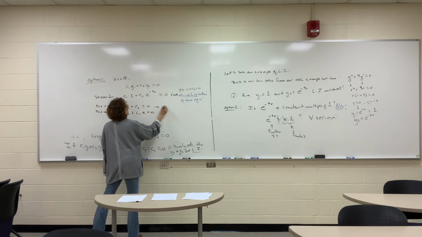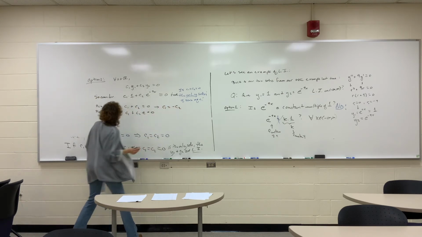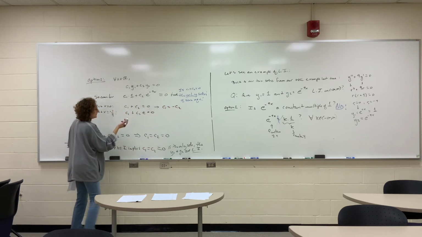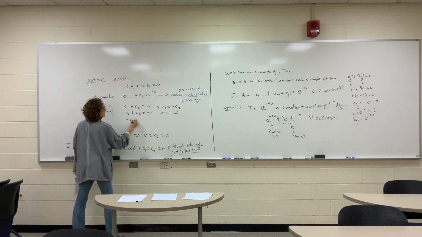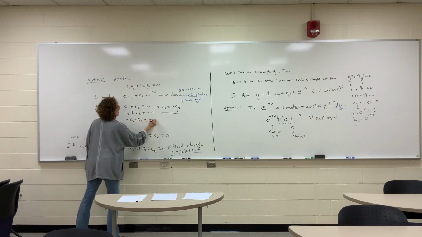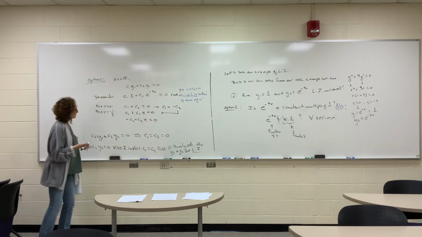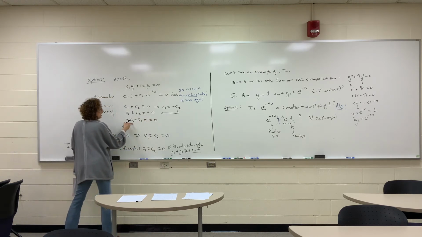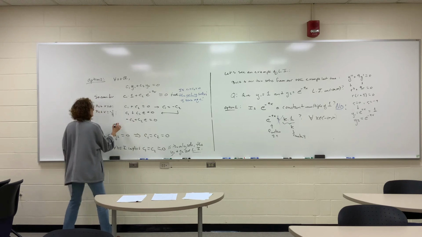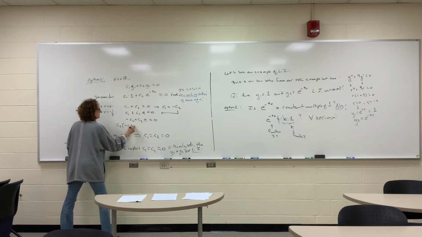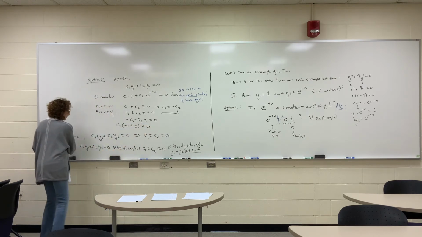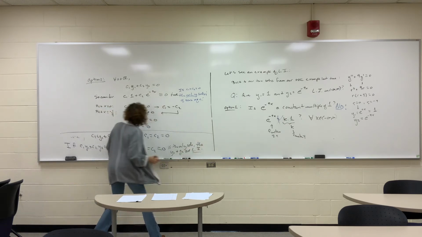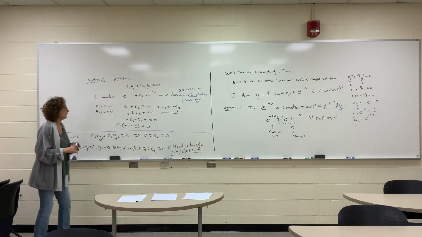Solve this guy for C1, so C1 is negative C2. Since C1 is negative C2, let's plug that in here. So negative C2 plus C2 times e has to equal 0. Well, what would I do here? Factor out the C2, and what would I get? Negative 1 plus e has to equal 0. Where am I going with this?